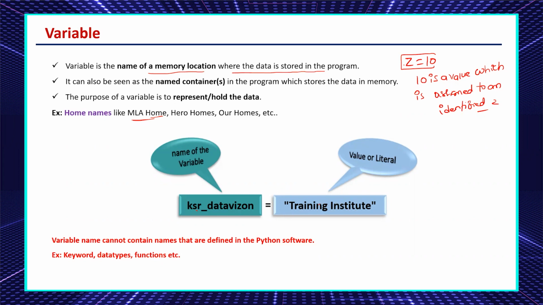Is it a character value? Agree with me? String or character? Equal is nothing but assigning, to what? KSR data vision. As per Z is equal to 10, try to understand the same way. Training institute is a character value which is assigned to an identifier, KSR data vision. Now, instead of identifier, we are calling it a variable.